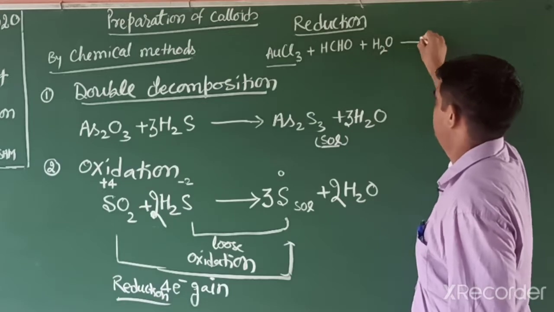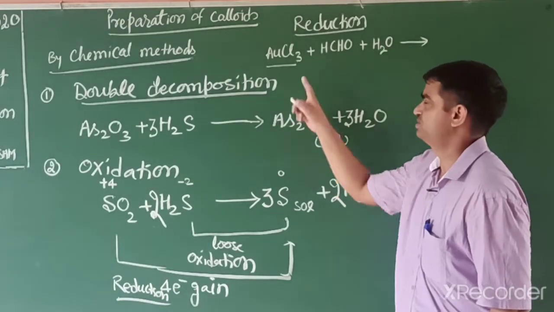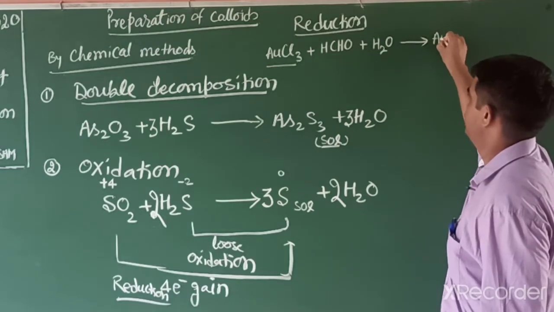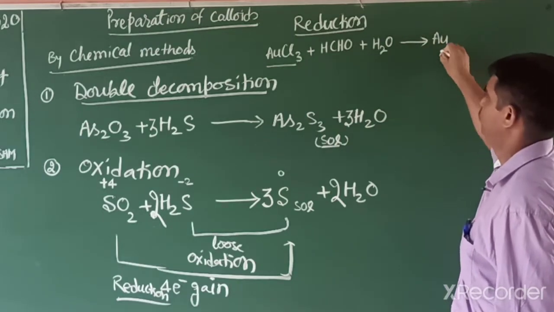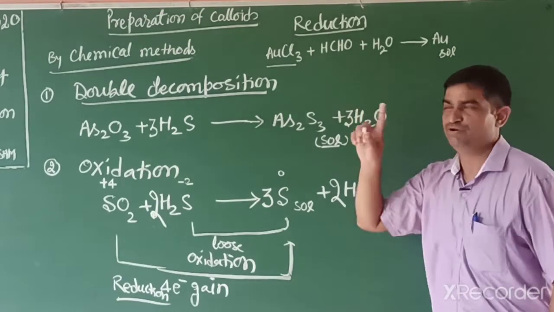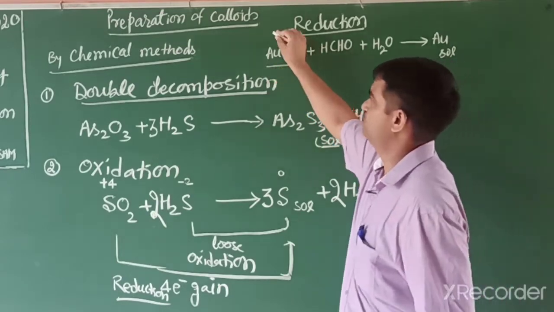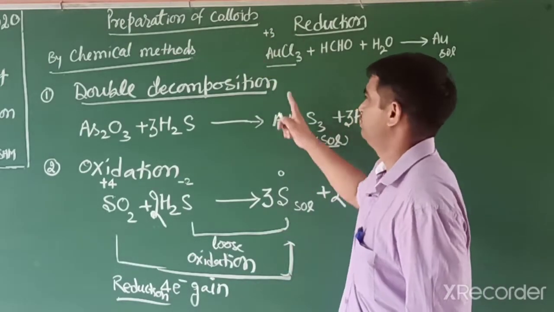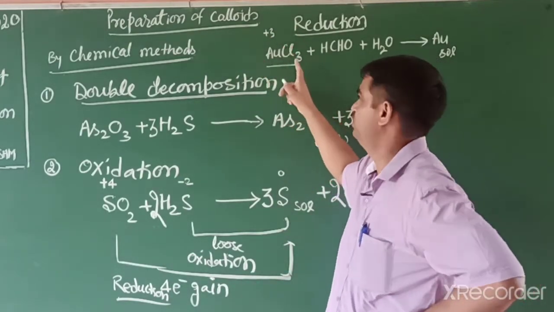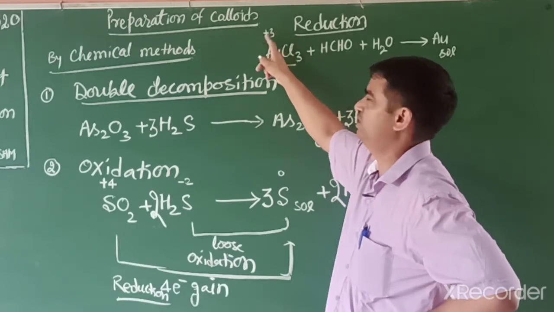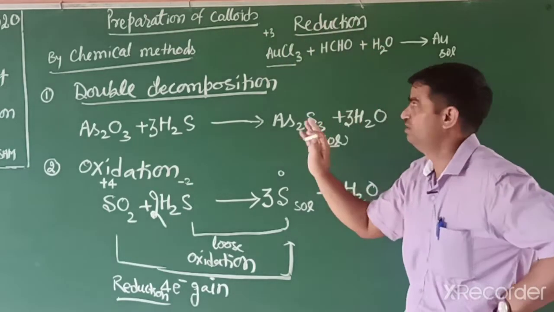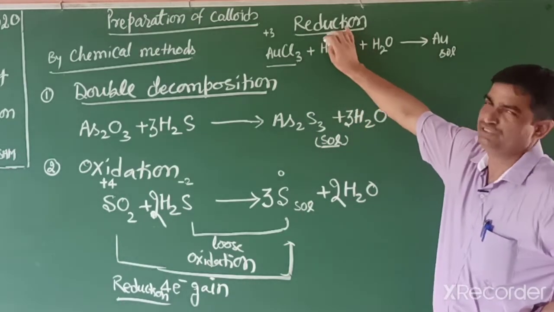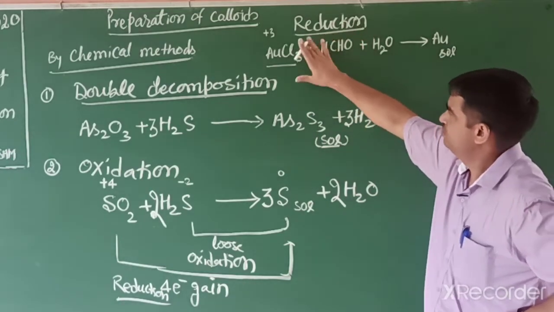So what happens when we react? It converts to gold sol. Our motto is to prepare gold sol. This is gold chloride, and we know gold's oxidation state is +3. Why? How can we say +3? Because we know chlorine is -1, and with 3 chlorines that is -3. -3 and +3 overall cancel. And in this, formaldehyde overall cancels, but we know it is a reducing agent.